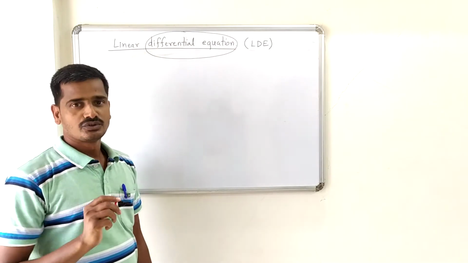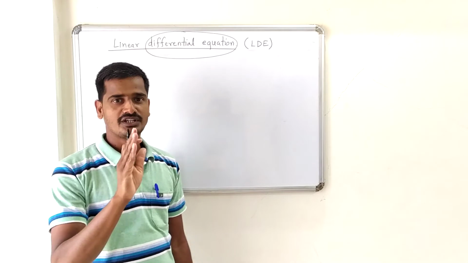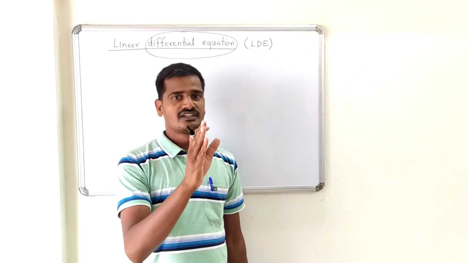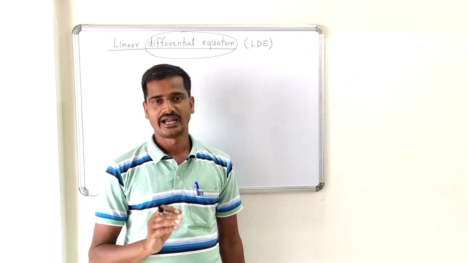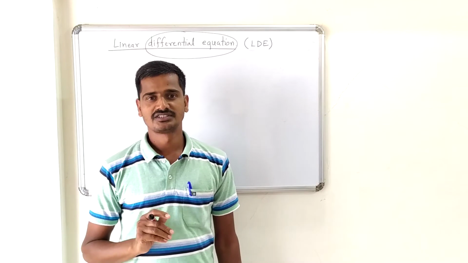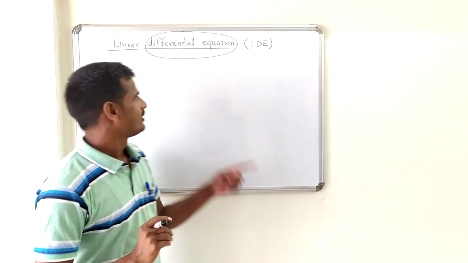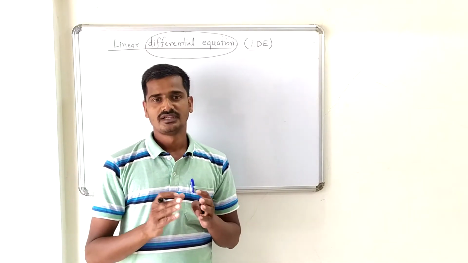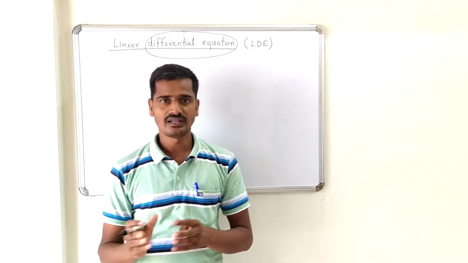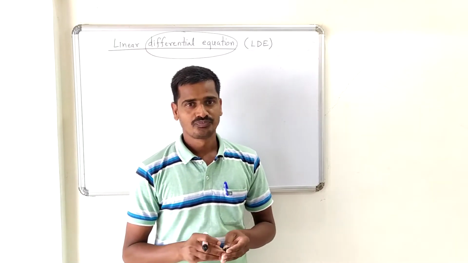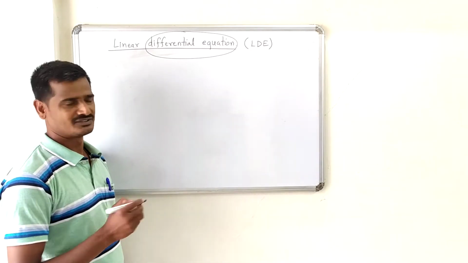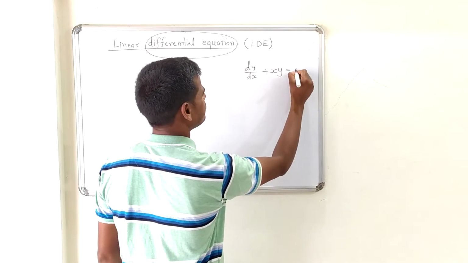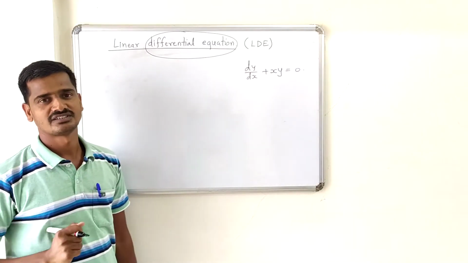There are two types of differential equation. One is ordinary differential equation and the second one is partial differential equation. In ordinary differential equation, ordinary derivatives are involved, and in partial differential equation, partial derivatives are involved. So we are talking about ordinary differential equation. An equation involving dependent variable, independent variable and its derivative is called a differential equation. For example, dy by dx plus xy is equal to 0. This is one type of differential equation.